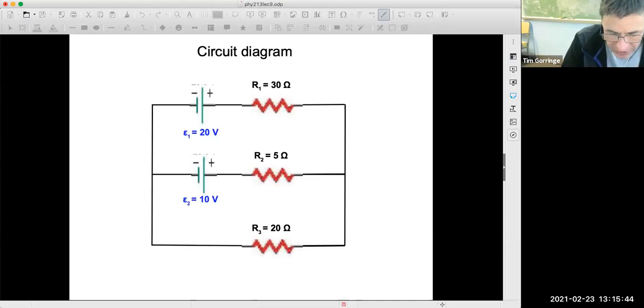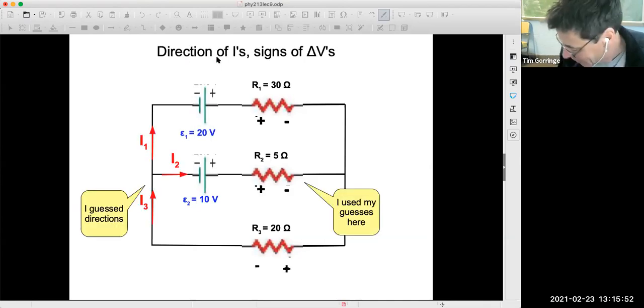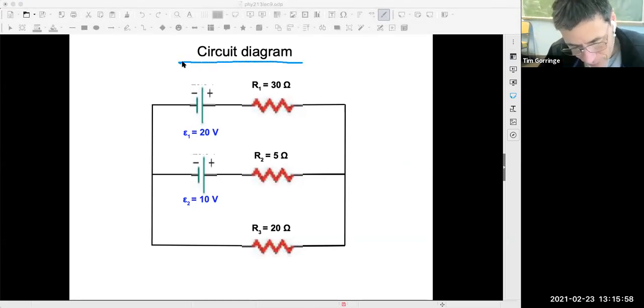And so I redrew the circuit here, making things a little bit clearer, maybe, or maybe not, maybe just a little bit bigger. But this is the circuit that we want to solve. And we want to find these three currents flowing through these three arms on this circuit.